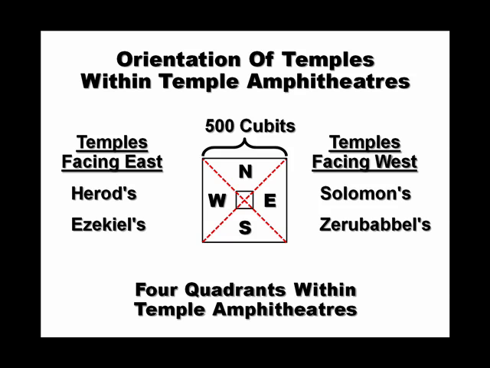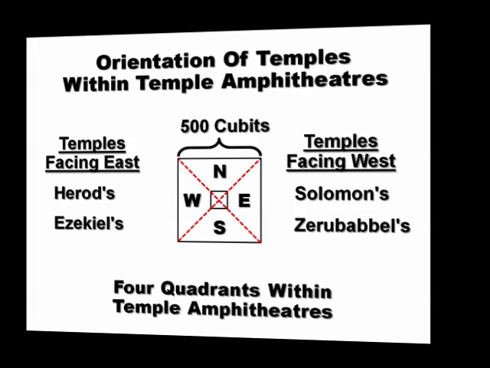Now, temples facing east were Herod's temple and Ezekiel's temple, which hasn't been built yet, whereas temples facing west are Solomon's temple and Zerubbabel's temple. The four quadrants within the temple amphitheaters are shown: the north, south, east, and west. The temple amphitheater is 500 cubits on a side.